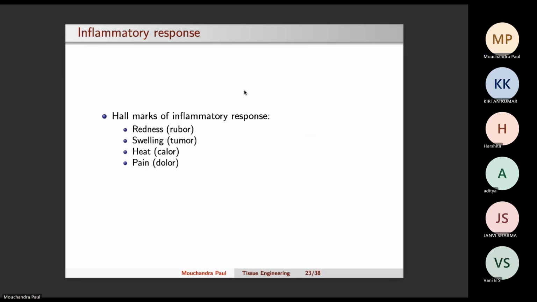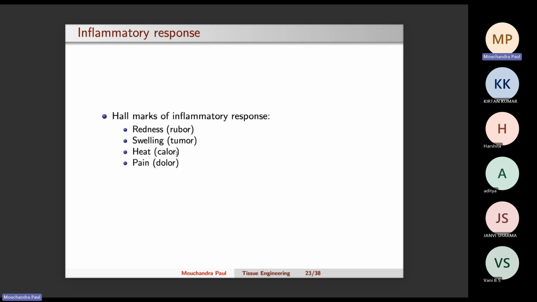Now, there are four hallmarks of inflammatory response. How will you know inflammation is going on at your cut site? You will know from the color of that site. If it is red, then inflammation is still going on. If you see some swelling, that is called tumor. Some Latin words are given to these hallmarks. Redness is rubor, swelling is tumor. Then often we see that the area where the injury has happened has become a bit warmer than the rest of our body. So that is heat, calor.